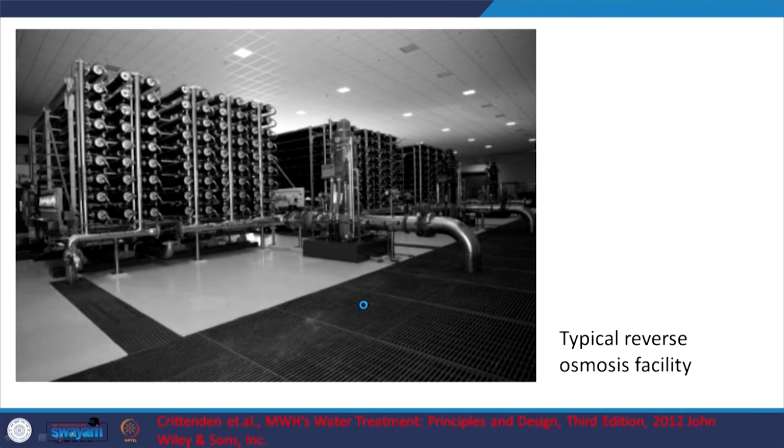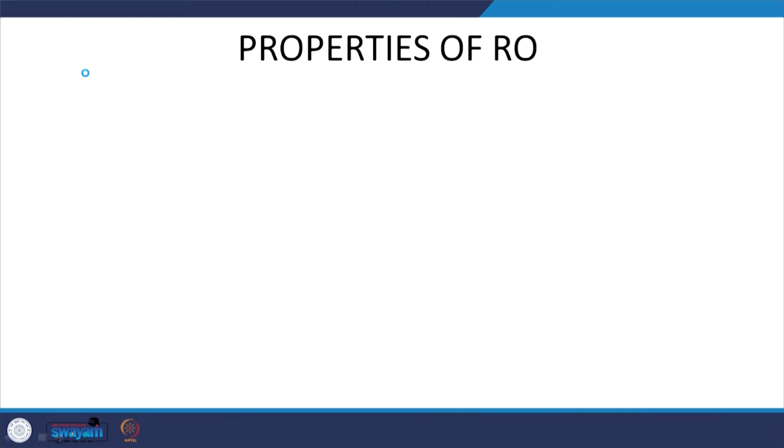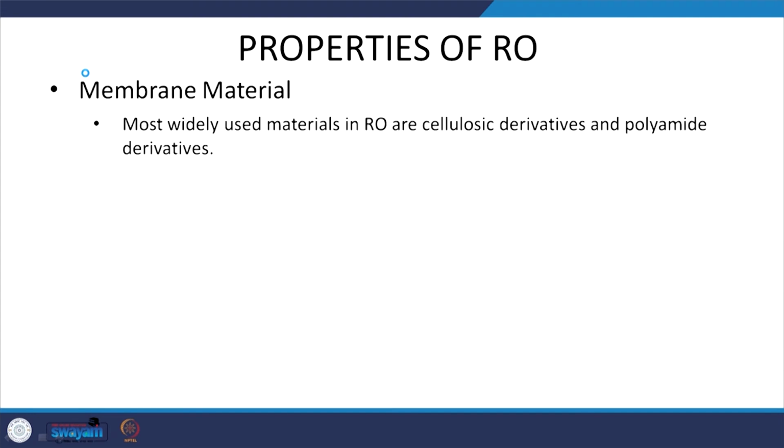So, a typical RO facility, this is called a stage, an RO element and such, but this is what it typically looks like. Let us look at different kinds of RO. Before that, what kind of RO are we looking at? For membrane material, two are widely used: one is cellulose based and one is polyamide based. This one is more hydrophilic, this one is more hydrophobic, and this one can degrade over time because it is cellulosic material, but this one will be very reactive towards chlorine. If there is any chlorine in water, that is going to cause considerable issues to this particular polyamide.